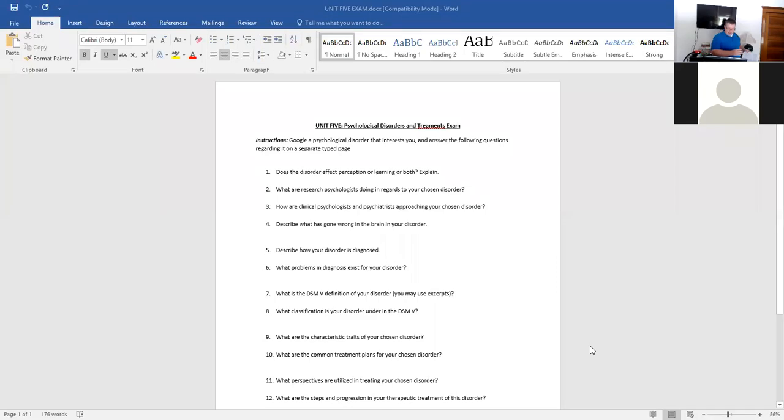A lot of this stuff in the DSM-5 specifically is just diagnostic. How do I diagnose it? Not necessarily treatment. And so I might have a hard time actually finding the exact words in here for the treatment itself. So we'll move on to number 4 here. Describe what has gone wrong in the brain in this disorder.